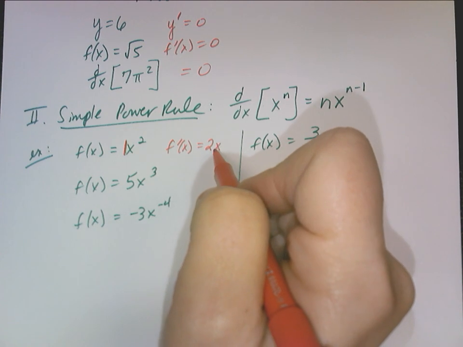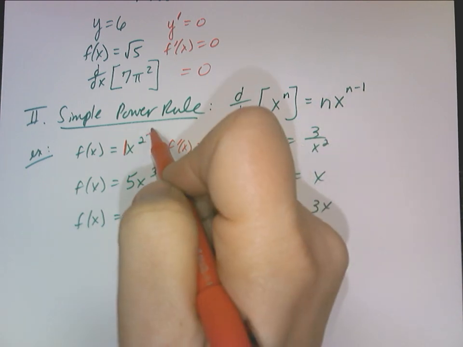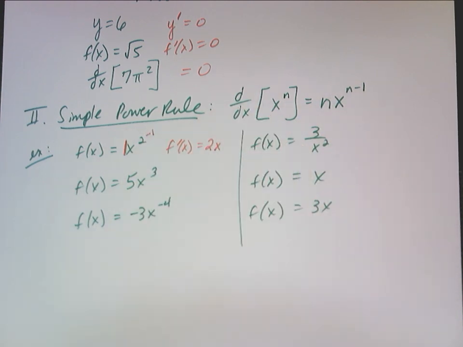Put the x after it, and then decrease this exponent by 1. So what would that be? 2x to the 1, or just 2x? Done. You just found the derivative.